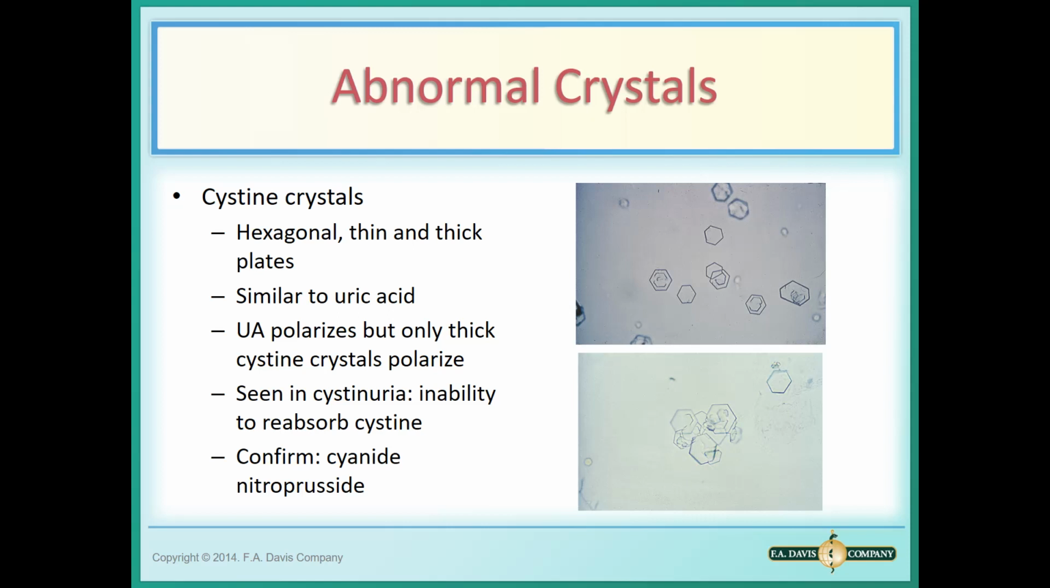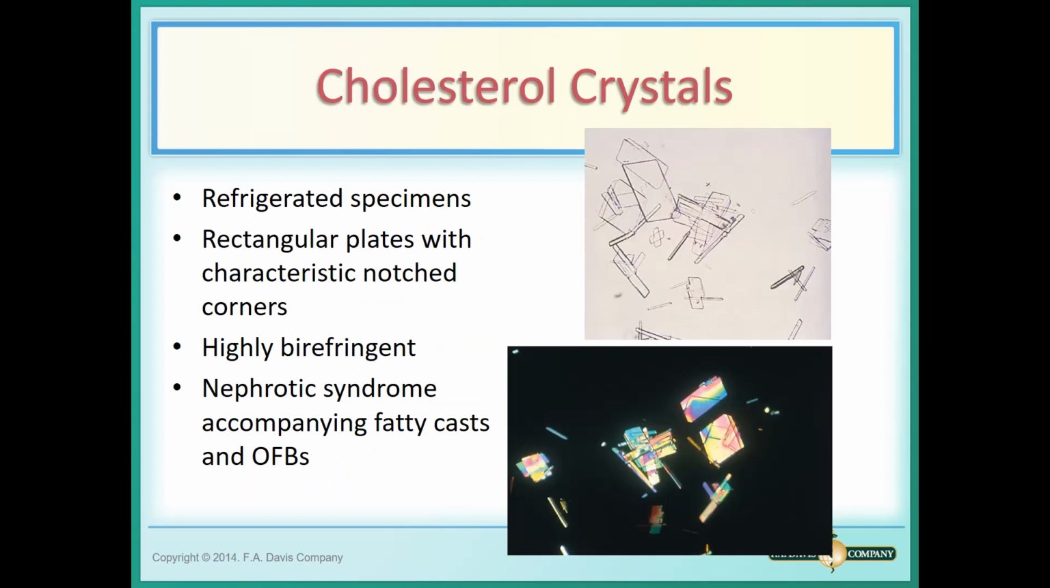So it's obviously a clinically significant one. And we confirm this with a test using cyanide, the nitroprusside reaction. We look for that. Cholesterol crystals are also significant. We frequently see them with oval fat bodies, although I don't see any here.